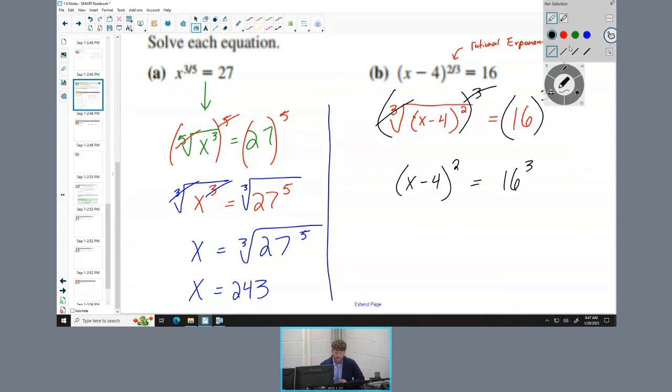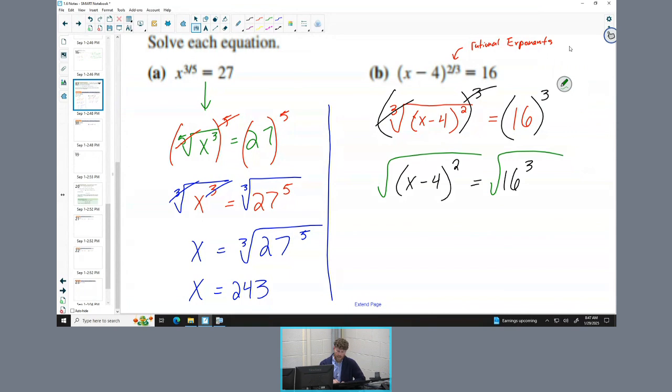Now, how do you get rid of a square? You square root both sides. Now, when we do a square root, it's understood to have a 2 right here. You don't have to write it. I'm just writing it so you understand that they're going to cancel out. And you got x minus 4 is equal to... Now, here's something you've got to know. Anytime you do a square, anytime you make an even power or an even root, you've got to put a plus or a minus. So this is plus or minus the square root of 16 cubed.